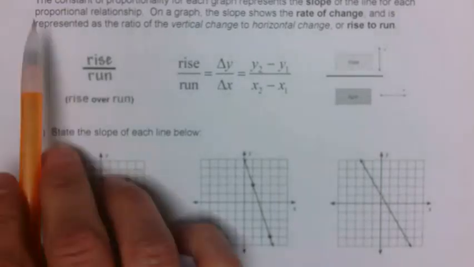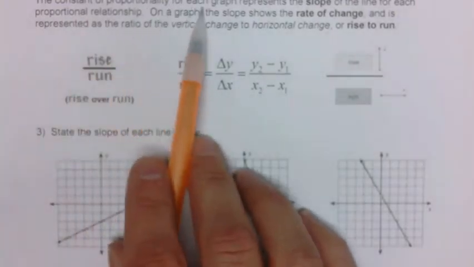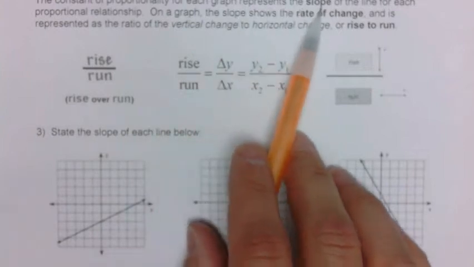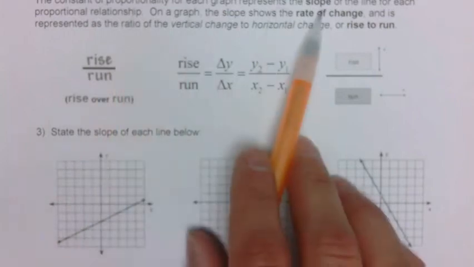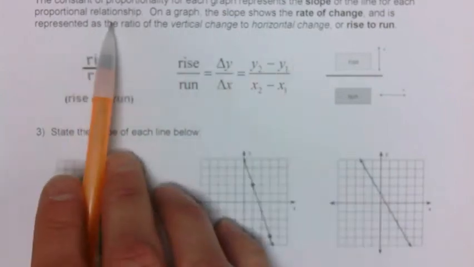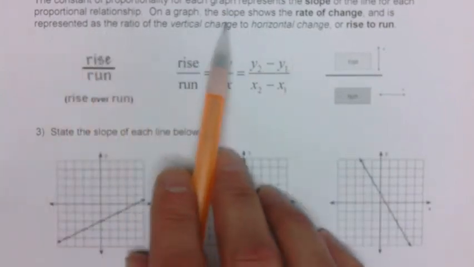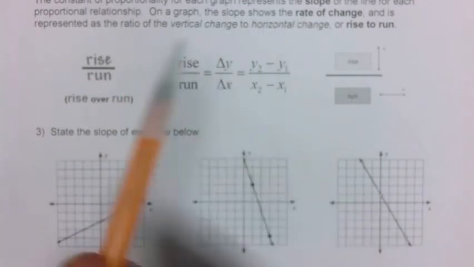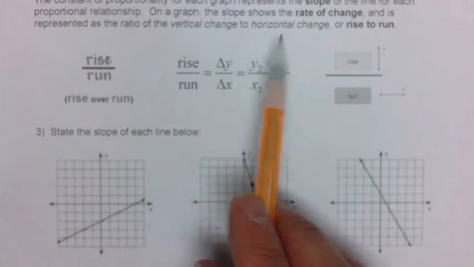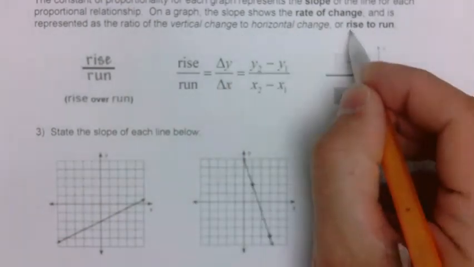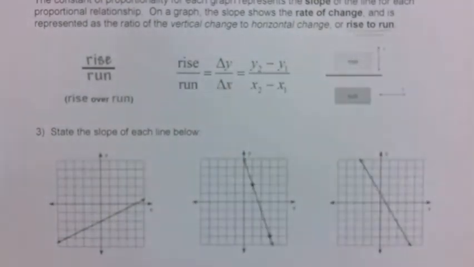In our last example, the constant of proportionality for each graph represented the slope of the line, okay? The constant of proportionality will always represent the slope of a proportional relationship. On a graph, the slope shows the rate of change and is represented as the ratio of the vertical change to the horizontal change, which we call the rise to the run, okay?